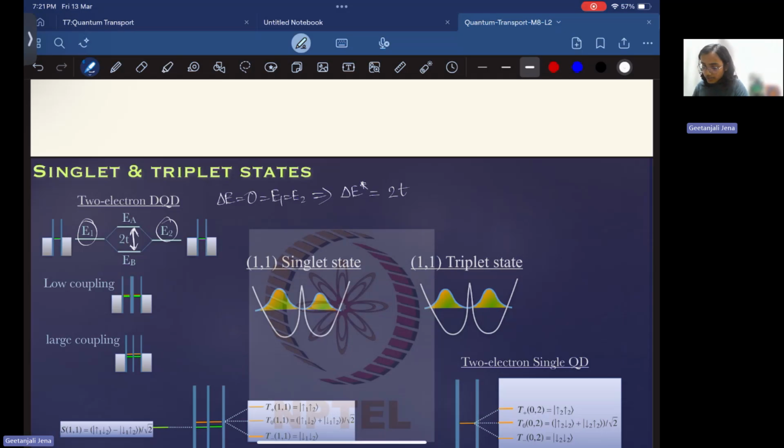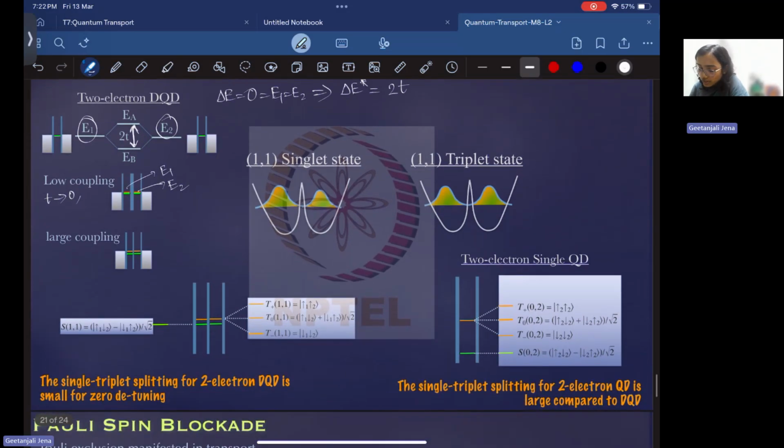Now if we consider the coupling case, let's say T is approximately 0. For this state, the two quantum dots are far apart, so they will behave independently. Their energy state will not be changed. So for this state, we can write this is the energy state of quantum dot 1 and this is the energy state of quantum dot 2, and they are independent. For the large coupling case, where T12 is very large, it is not equal to 0.